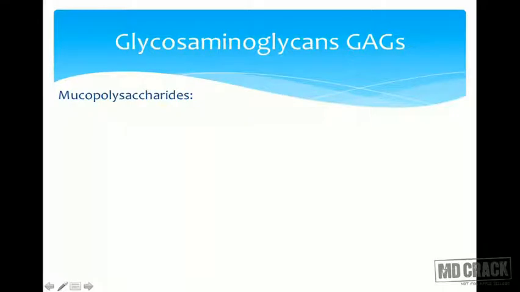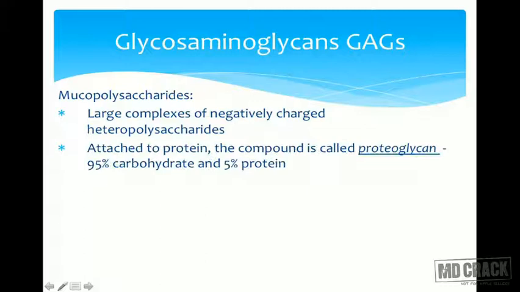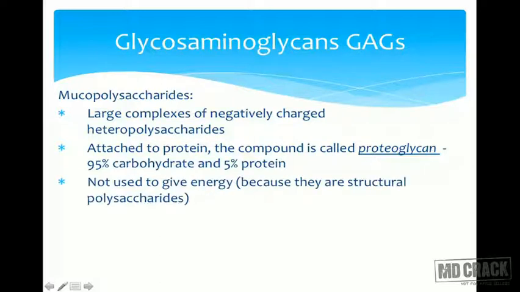In this slide, as I have told, they are the mucopolysaccharides. Why do I call them mucopolysaccharides? They are the large complexes of negatively charged heteropolysaccharides. They are attached to a protein and the compound is called a proteoglycan. In a proteoglycan, nearly 95% is carbohydrate and 5% is protein. I'll be talking more about proteoglycans and how they are formed.